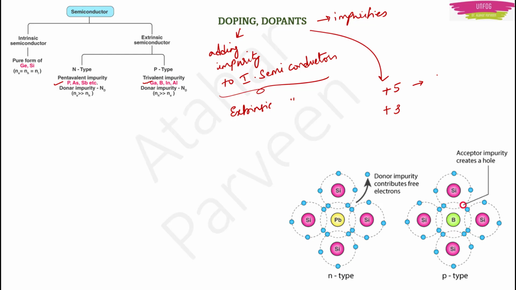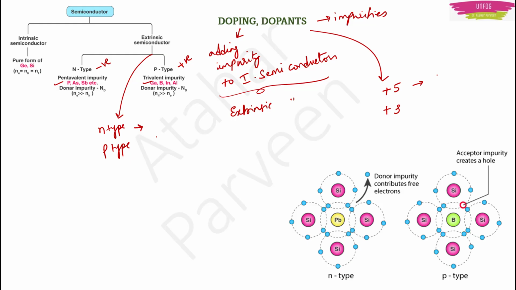Now we are talking about extrinsic semiconductors. These extrinsic semiconductors are of two types, N-type and P-type. N-type means negative type, and P-type means positive type. Now what happens in N-type? In N-type, the majority charge carriers... Now we have two types of charge carriers in semiconductors, electrons and holes. In conductors, there were only electrons. But here in semiconductors, they are electrons and holes.